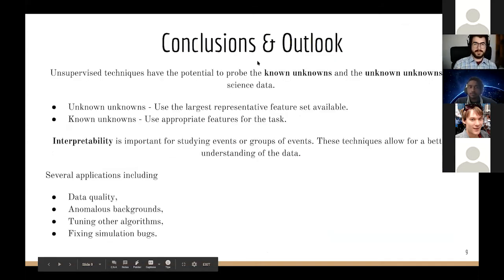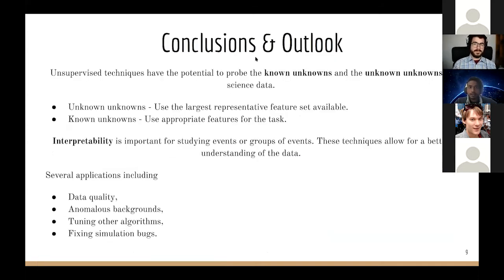Okay, so unsupervised techniques are really useful, both to probe things that we already know about but want to find, like, for example, we knew the gamma X background existed, we just wanted to pick them out. But also, they're useful in finding out the unknown unknowns. An example of that was the long rise time case for the pulse.